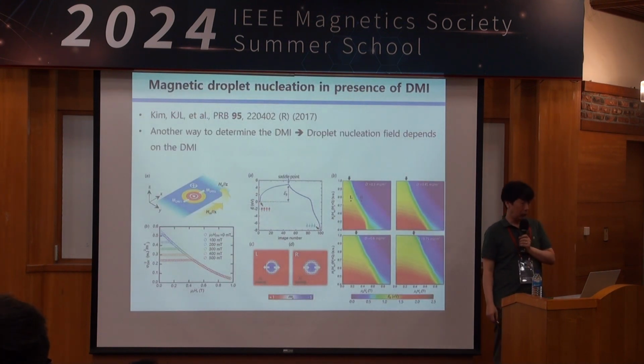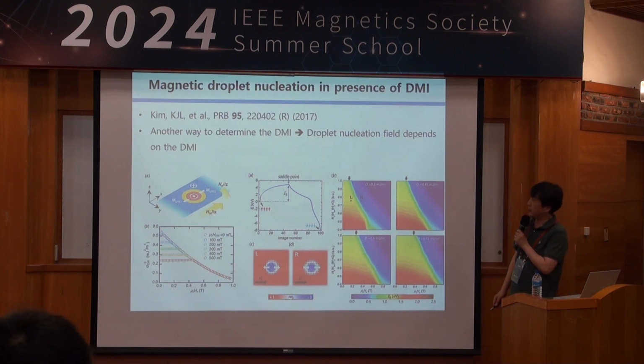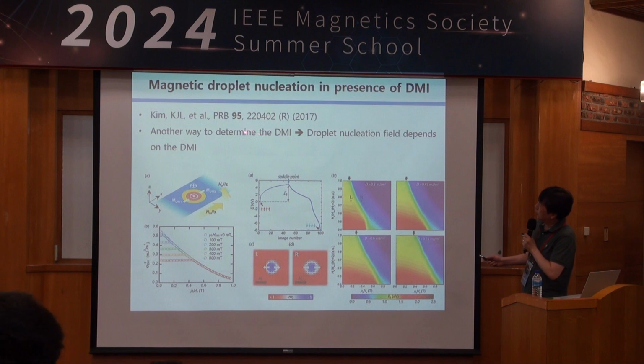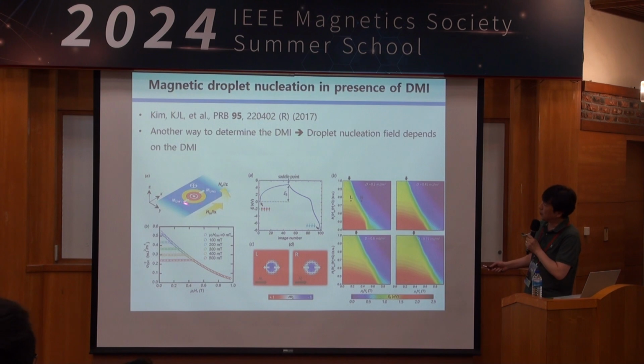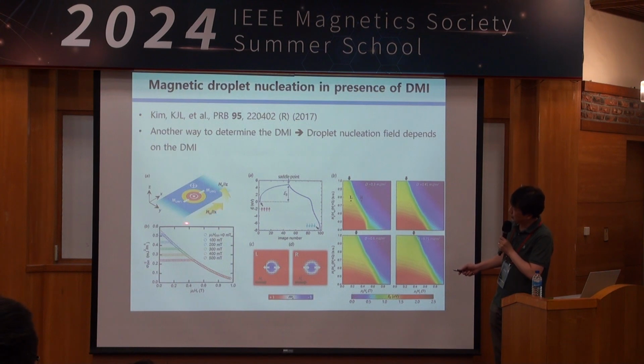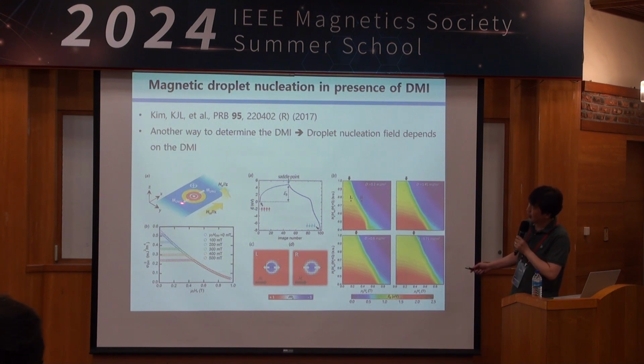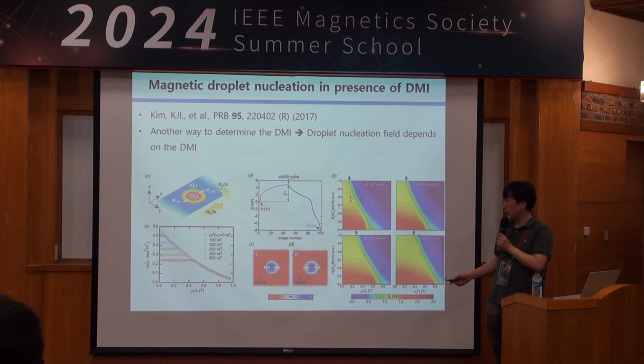Okay, and the other one is magnetic droplet nucleation in the presence of DMI. Here what we have studied is a very wide sample, with reverse domain nucleation in the presence of an in-plane magnetic field. If there is no DMI, there is no difference in the energy for this side and that side. However, if there is DMI, DMI always wants to make a chiral structure, but the in-plane field favors one of these two, so it distinguishes these two domain walls in terms of the domain wall energy.